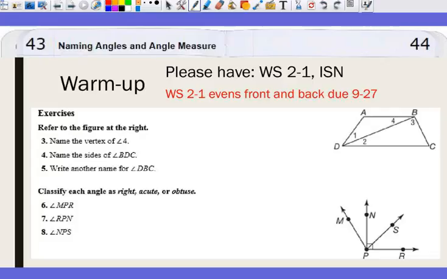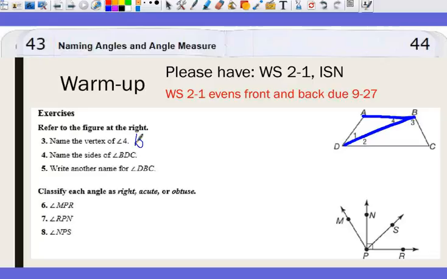Okay, the first step to solving this is I want you to highlight the angle. So we have angle 4, right? So here's angle 4. It looks something like this. Where do those two lines meet up? At B. So that would be the vertex.